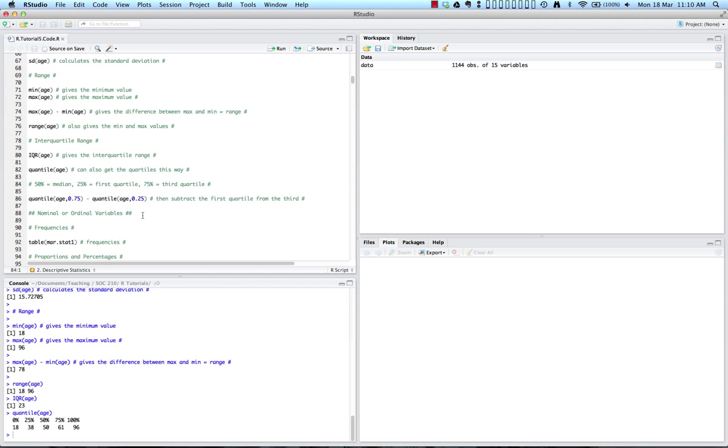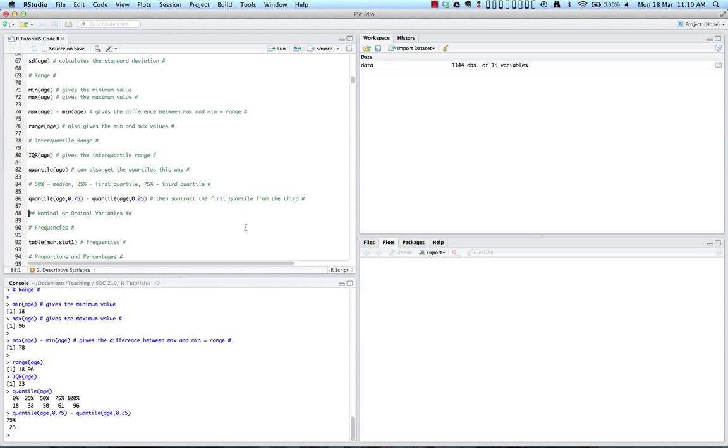So in order to get the interquartile range, we can then subtract them from each other. So we can do quantile age, 0.75 for our 75% one, minus quantile age, 0.25 for our 25% one. We do that, and we see that we have a difference of 23 years, the same result that we got for our interquartile range for age.